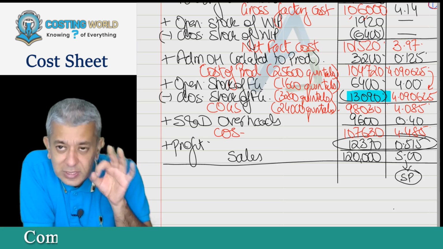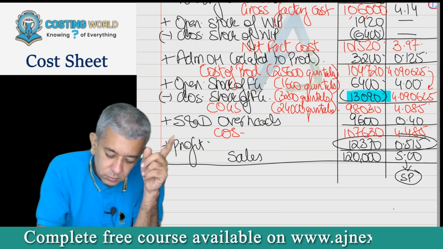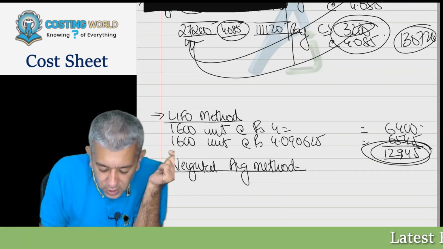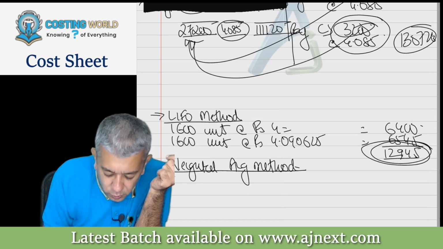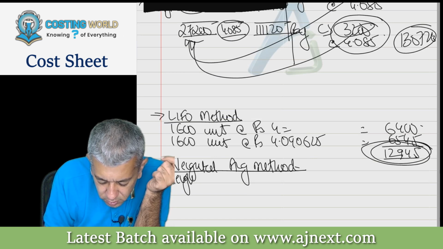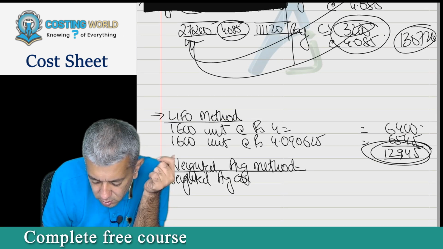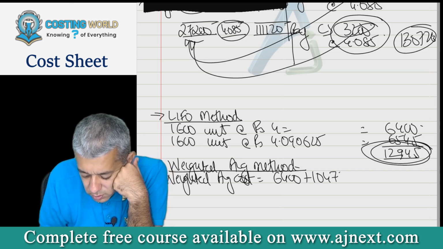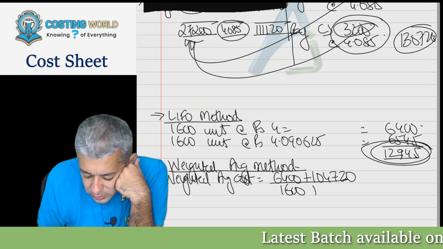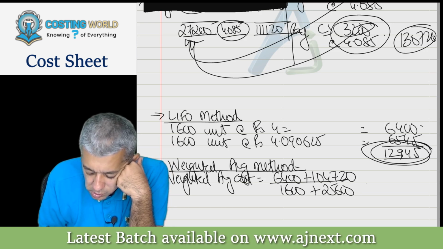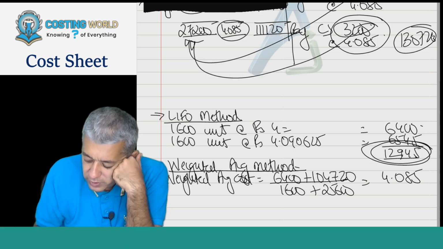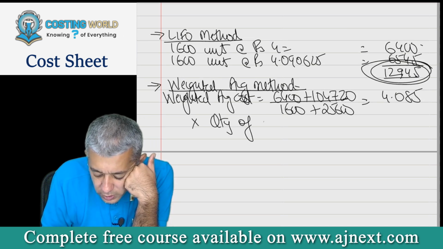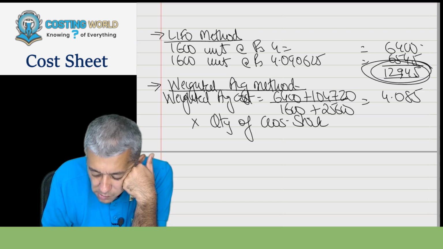In case the sum does not say anything, tell me by default which method? FIFO method. If some other method is being told, you can follow that. Okay. So let's complete the note of weighted average method. So write down weighted average cost is equal to, add up the cost, add up the quantities, 4.085, into quantity of closing stock.